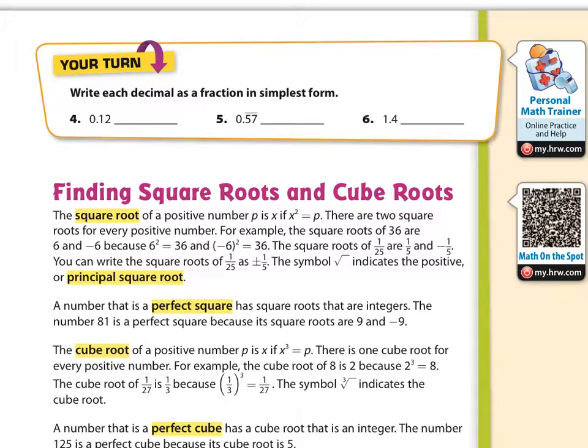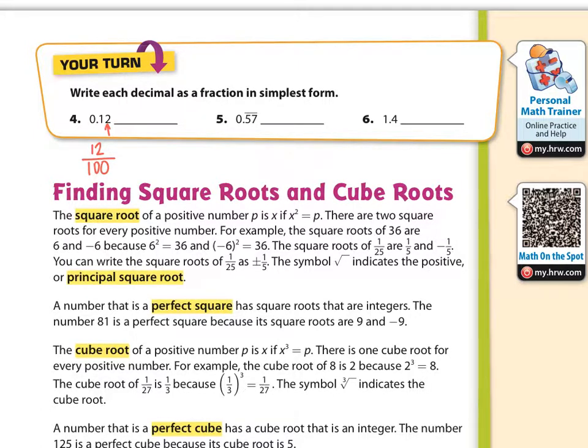Number 4, the very last number. Think about what place value that is. First of all, the 1 is the tenths place, meaning that the 2 is in the hundredths place. So if that's the hundredths place, then it's going to be 12, right? Because that's what that number is, 12 over 100. Okay, so the denominator is always going to match the place value of the last number.